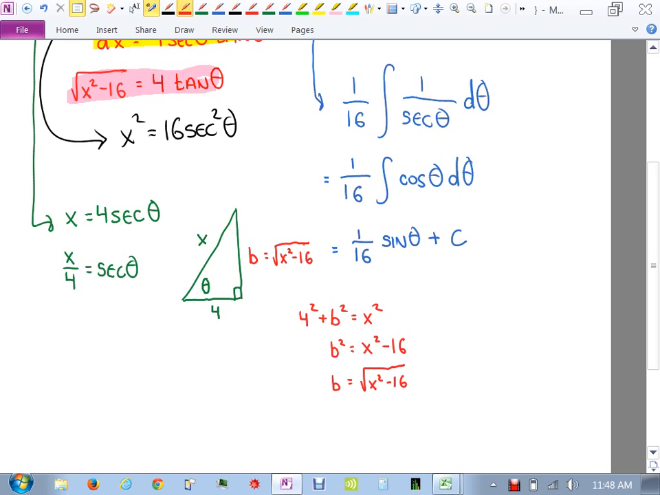You do enough of these problems and you'll be able to do that without having to work it out. It's always the same, it always has the same format to it.